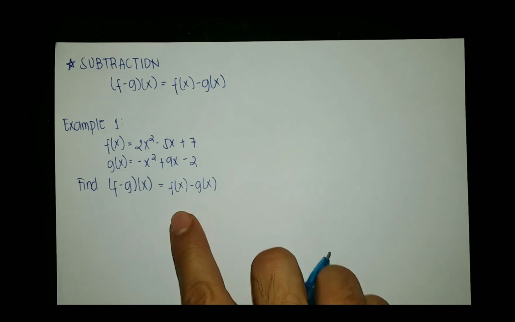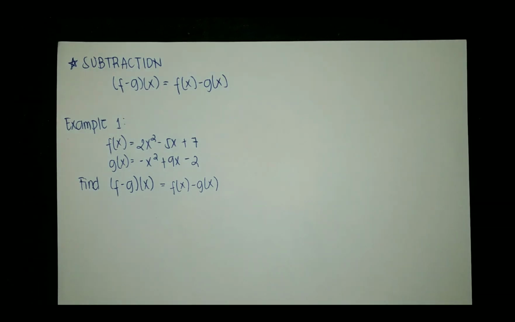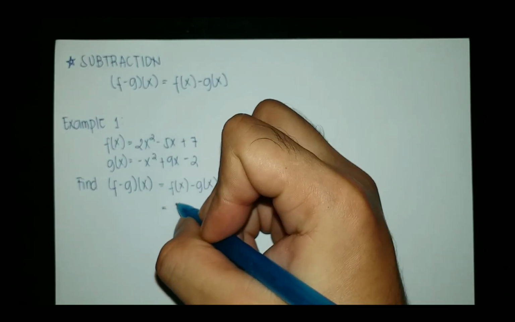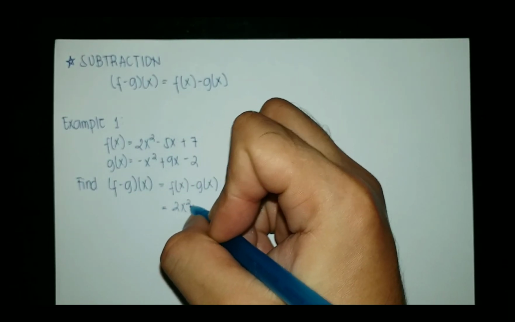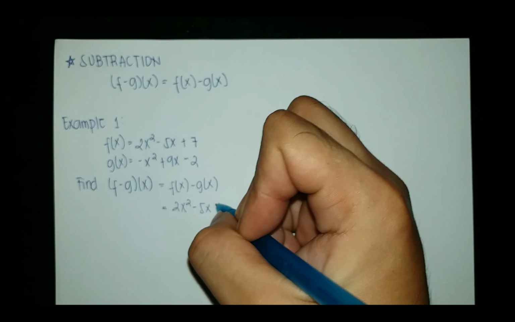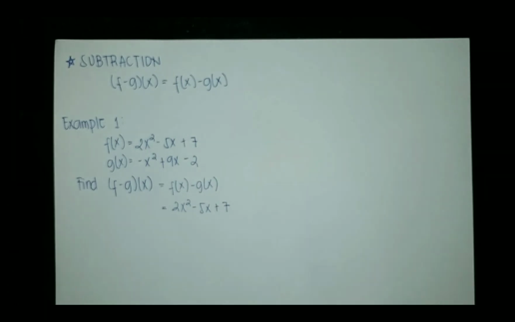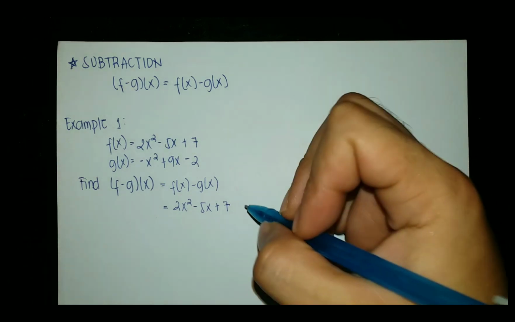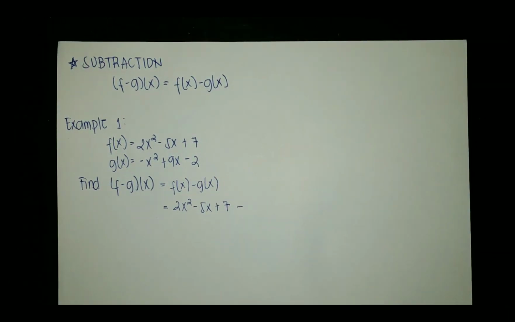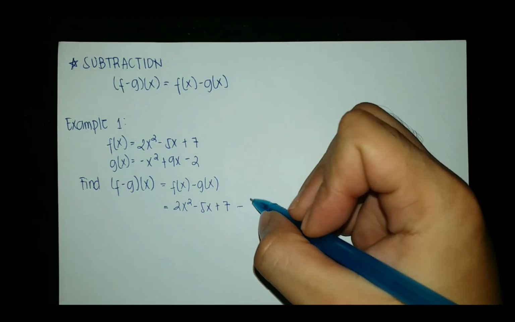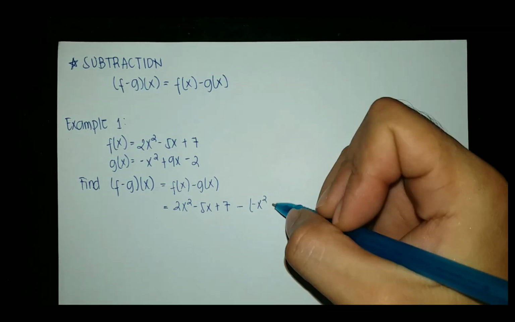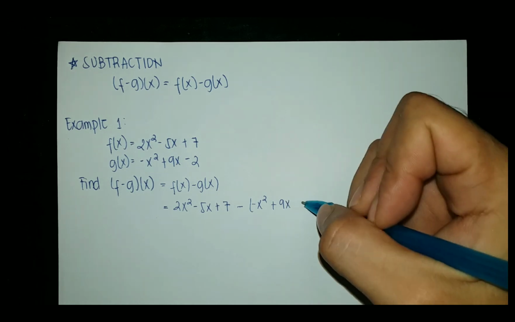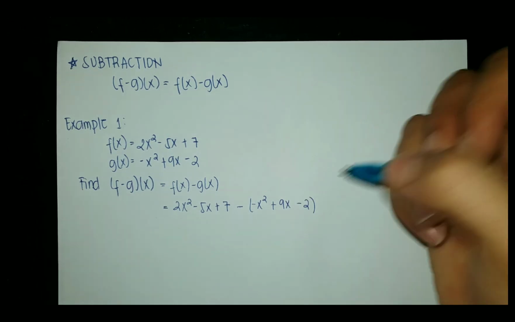Then let us copy f of x and g of x. So that is now equal to our f of x, which is 2x squared minus 5x plus 7. Then copy the operation, so minus, then copy g of x. G of x is negative x squared plus 9x minus 2.